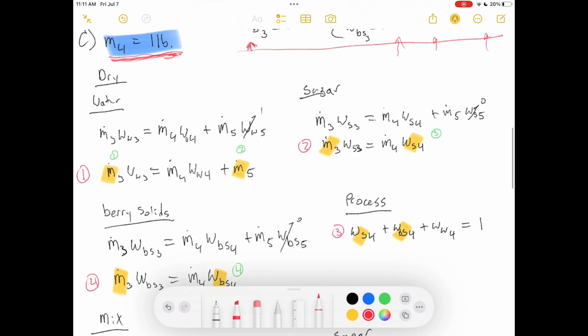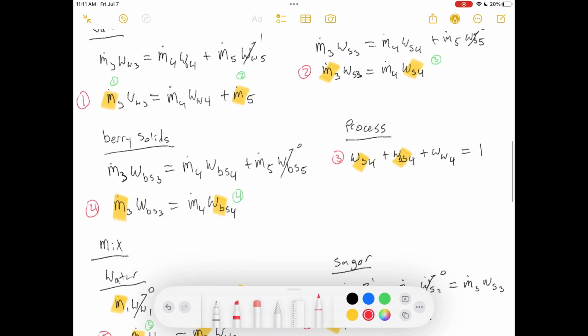Part C, calculate how many pounds of strawberries are needed to make 1 pound of jam. That's where this 1 pound came from. Okay, so we're going to do our material balances now. First, we'll do our material balances around the dryer. Then we'll do our material balances around the mixer.